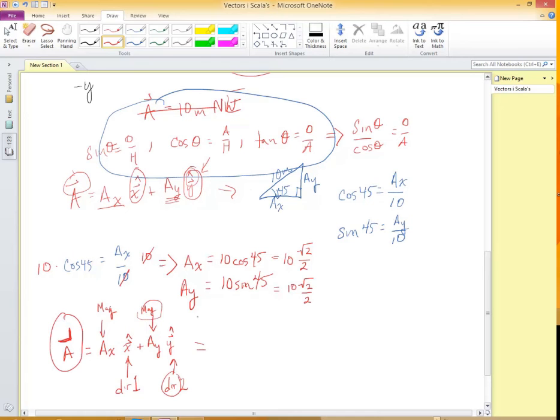Okay? So ax equals 10 square root of 2 over 2 in the x direction. Remember, I didn't use my units. I should always use my units. This is meters. Meters, like that. Plus 10 square root of 2 over 2 in the y direction. And so that equals my vector A. But what if I wasn't given A?